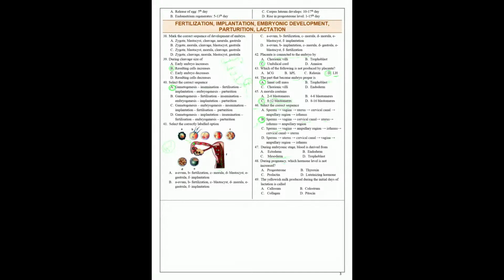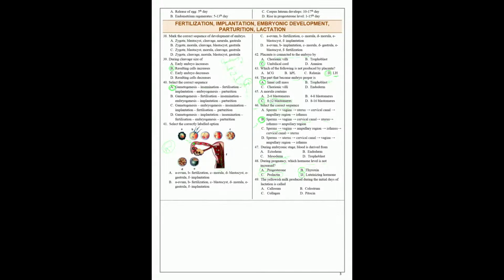Now, during pregnancy, which hormone level is not increased? Your thyroxine is nowhere related to your pregnancy, if you think that, then it is wrong. Progesterone is related to pregnancy. Luteinizing hormone, again, yes. So prolactin is not produced during pregnancy, it is produced after the pregnancy, that is, after parturition only prolactin is produced. If you think that also, you need to think again. So what is the correct answer?